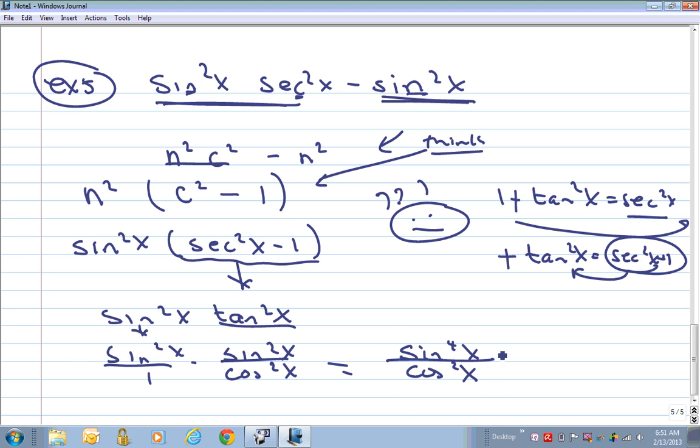It's down to one term. That's kind of what we're thinking. It's down to one term. All right, let's move on to example 6.